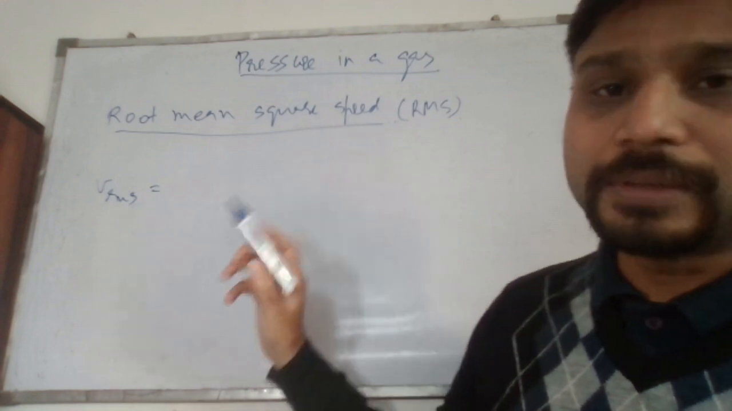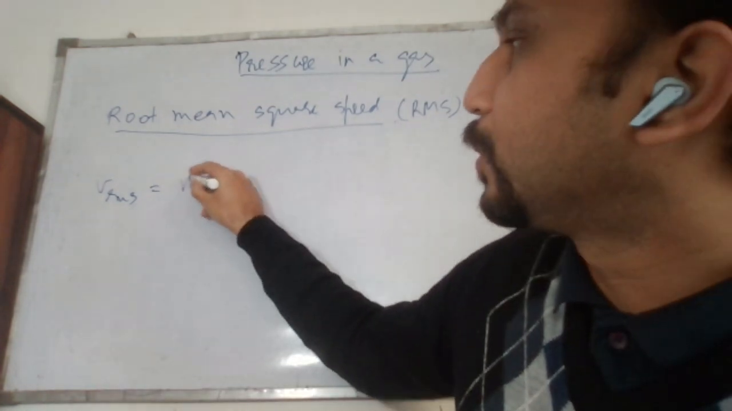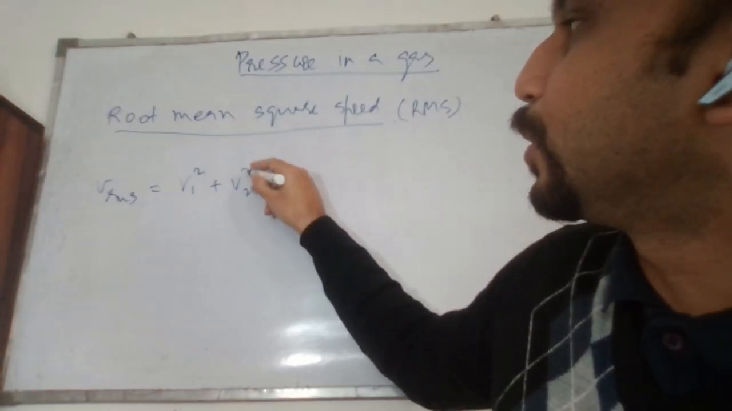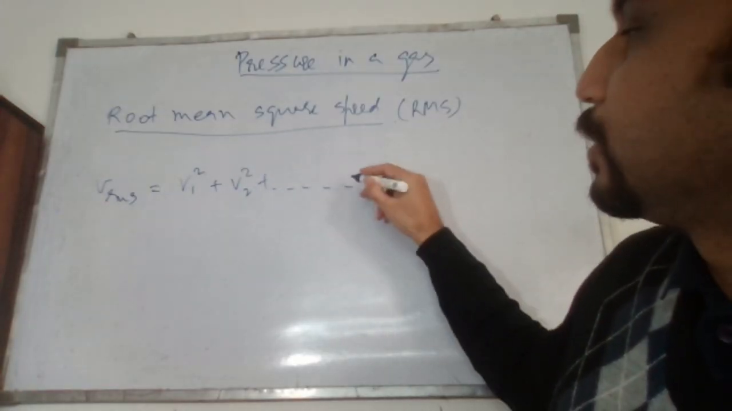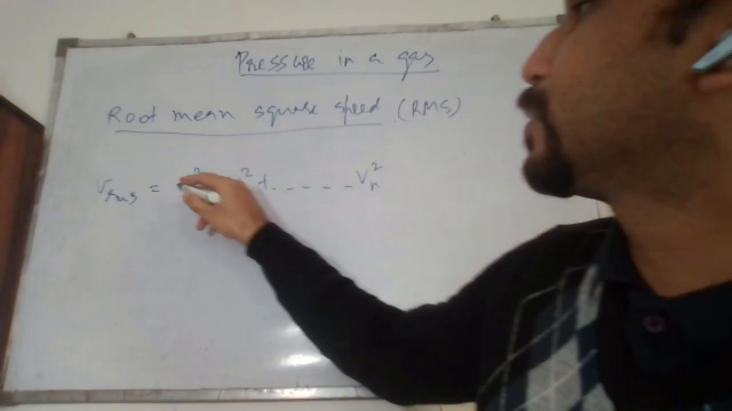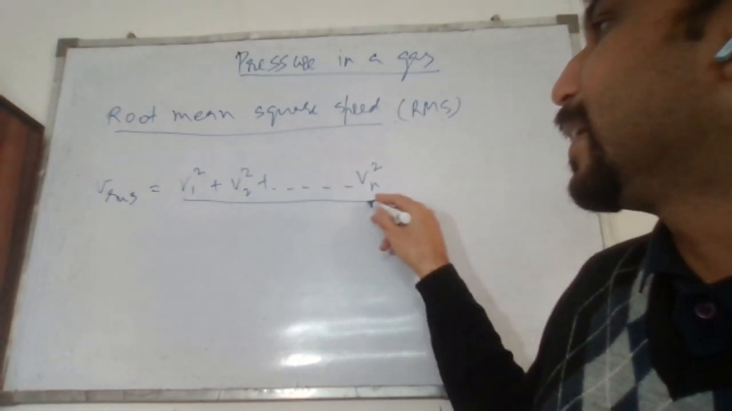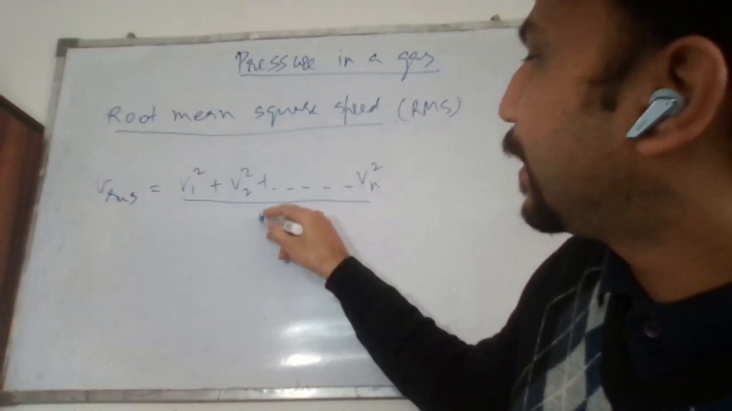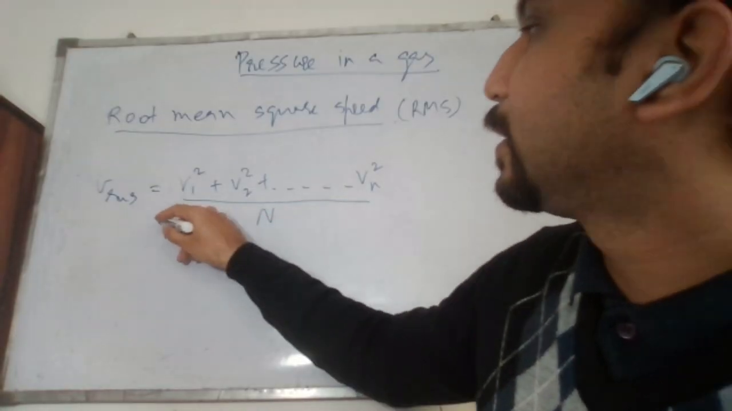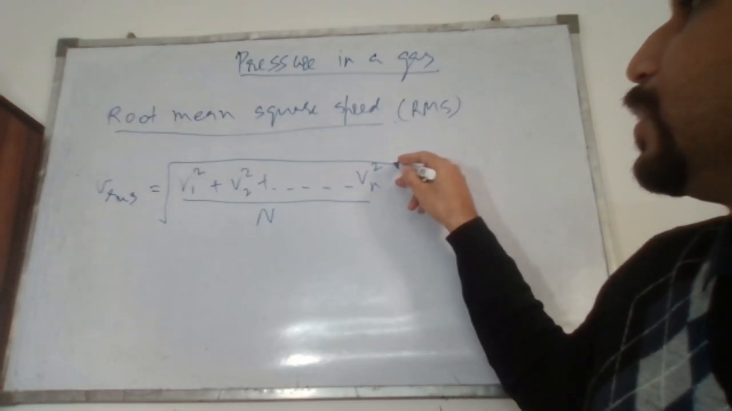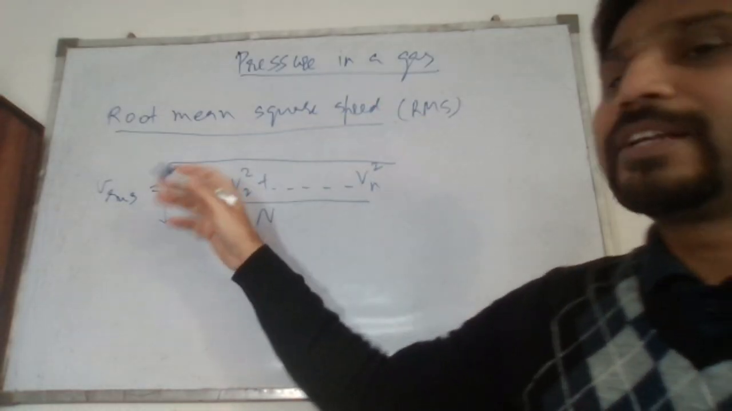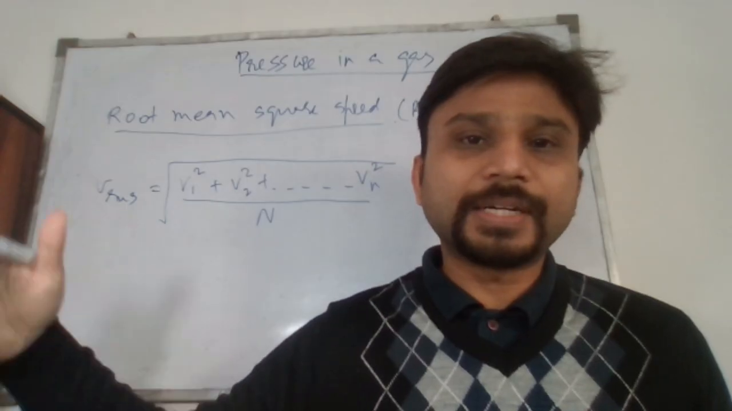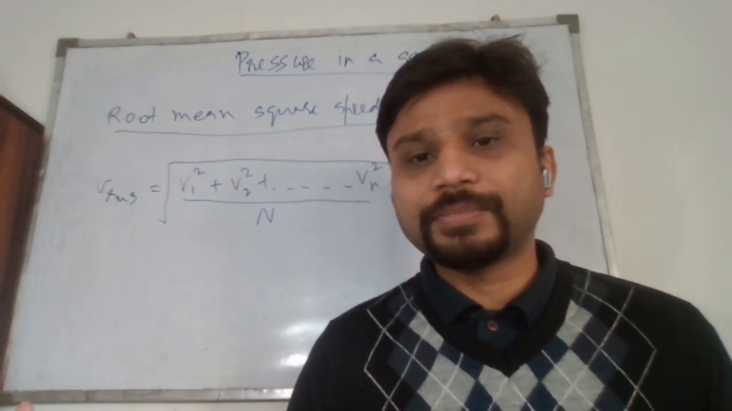We first square all the speeds. So speed of particle number 1 squared, speed of particle number 2 squared, and so on, speed of n particles squared, because each gas will have some n number of particles. We divide them by the total number of particles and we take a square root. So this RMS speed is a key indicator of how fast the particles in the gas are moving.